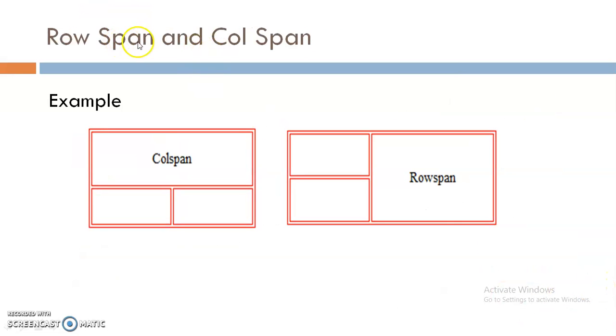Next is rowspan and column span. Rowspan is used to merge the rows. It looks like this. Here in this diagram, two rows are merged. And in this diagram, two columns are merged.